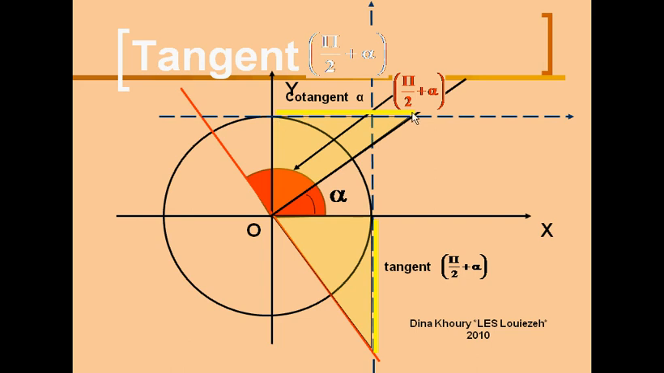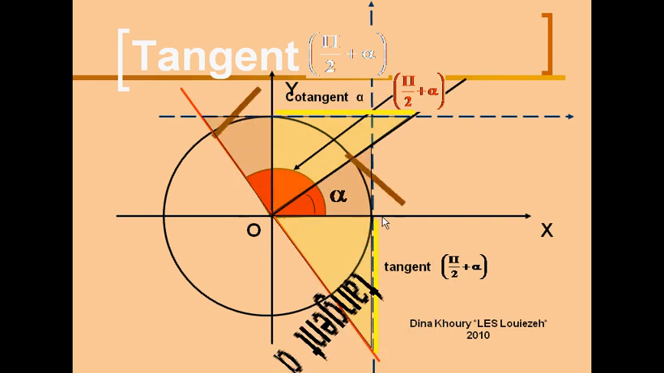Since the cotangent, which is the segment here, is at the positive side of the axis, and the segment here is at the negative side of the tangent axis, both of them are equal in length, but they are opposite in algebraic measure.